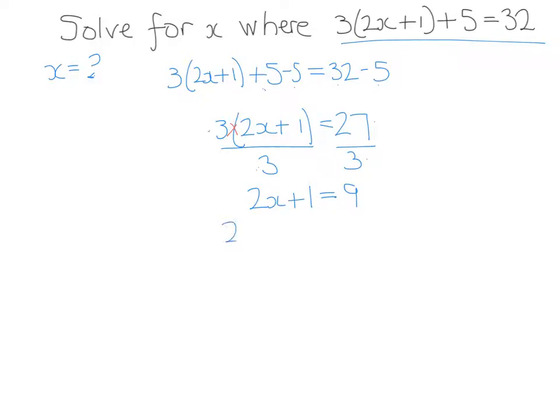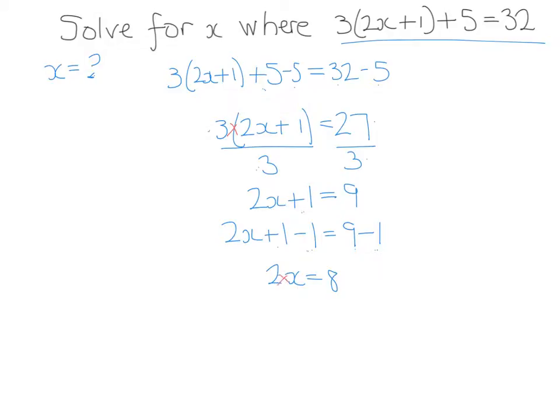Well, what I think I might do is get rid of this plus 1. The opposite of a plus 1 is a minus 1, so I'll minus 1 from each side to keep the equation balanced. I've done the same thing to both sides. Now plus 1 and minus 1 are opposites and will cancel out and just leave 2x, and 9 minus 1 is 8. Now you'd probably be able to figure out what x is equal to.